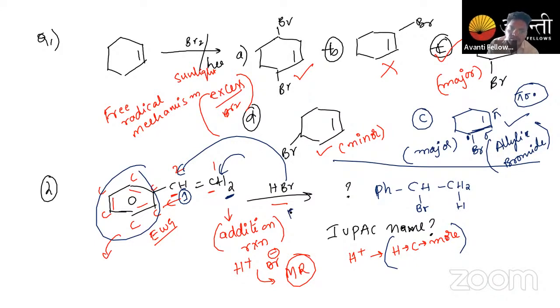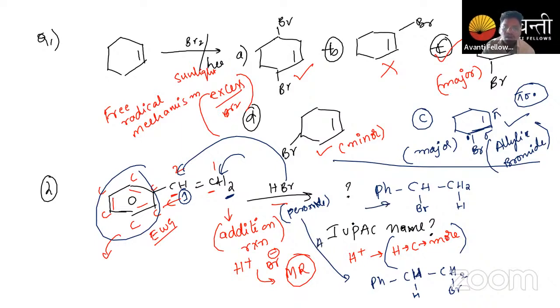In case I give the peroxide here, the product will be Ph-CH2-CH2Br. So this is the product you are going to get if you have a peroxide. This is without peroxide, and this is with peroxide, which is the anti-Markovnikov rule, or we can also call it the Kharasch effect. Okay, so I hope you guys understand.